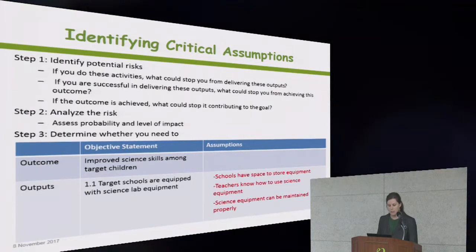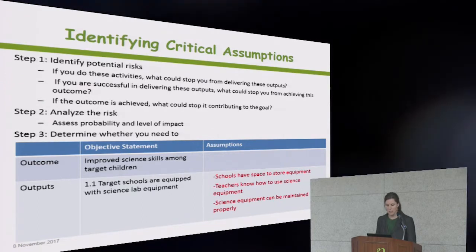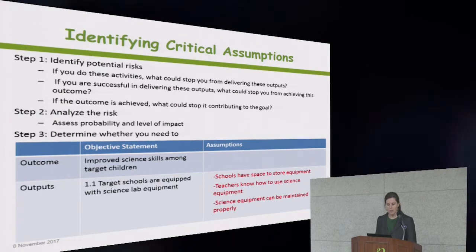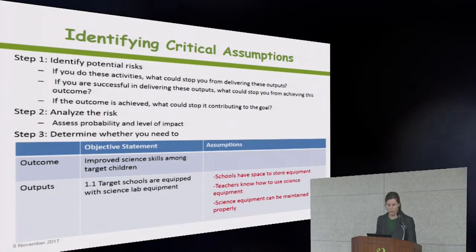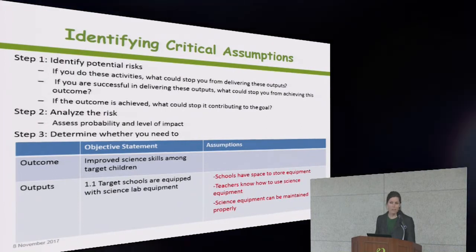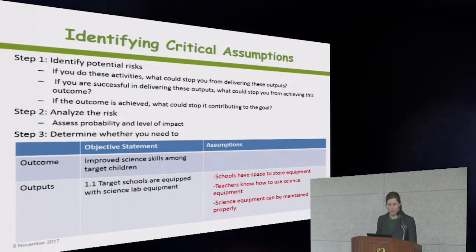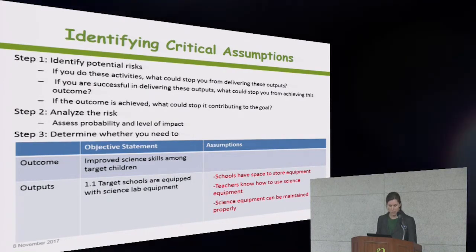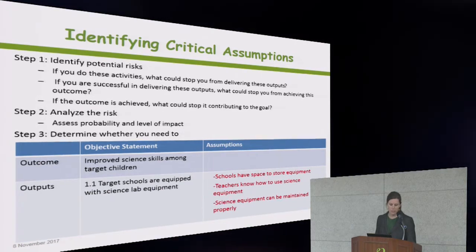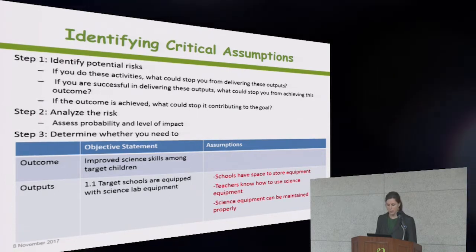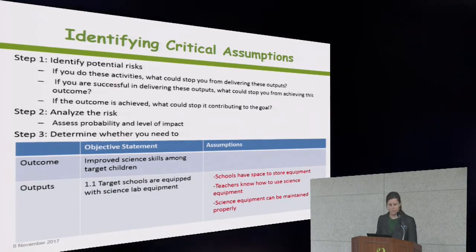So what you want to do when you identify the risks that the project team actually can address, you want to actually take those assumptions and adjust your project design. So you take these and you turn them into activities. So now we're going to ensure that schools have room to store the equipment. We might add an activity that involves building a storage room. And we're going to add an activity in which we teach teachers how to use the equipment. And maybe we're going to train students how to maintain the equipment. So we're going to adjust our project design and improve the robustness of our project.